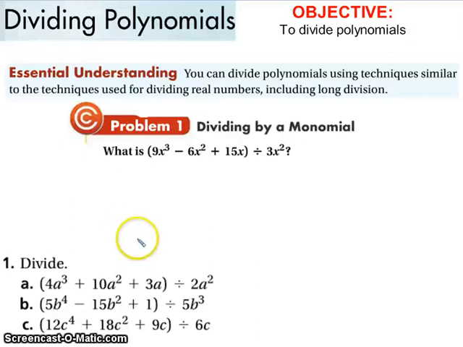All right, here we go. Section 3, just dividing polynomials. Okay, so we've got a couple different ways we can do this.